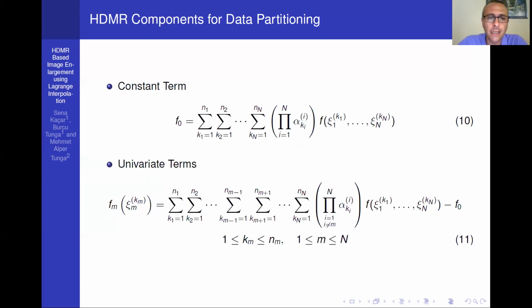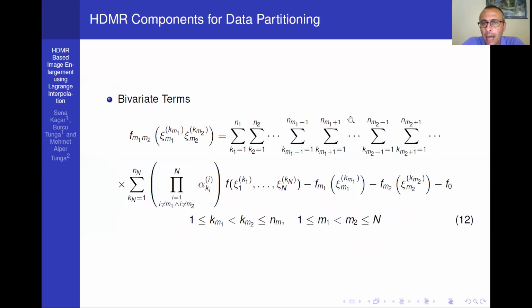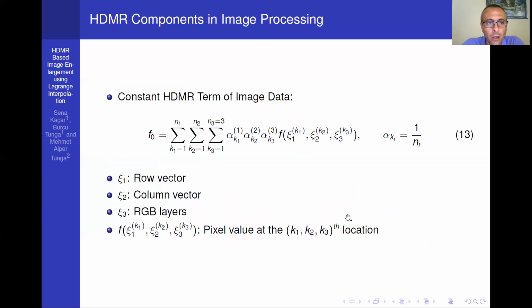Here you see the constant term. We have the function values at the data points of the considered problem here. We have n-tuple summation in the constant term, n minus 1 tuple summation in univariate terms, and n minus 2 tuple summation in bivariate terms. So let's consider these HDMR components in image processing.